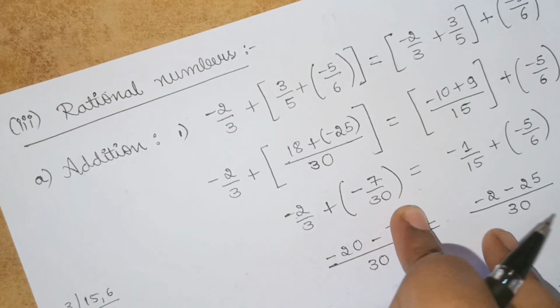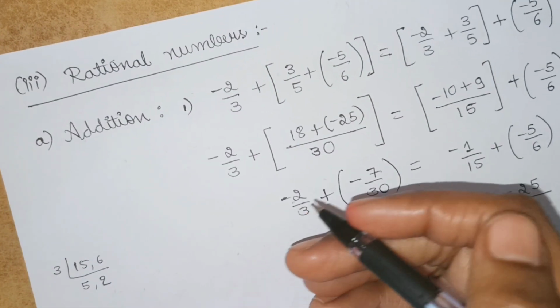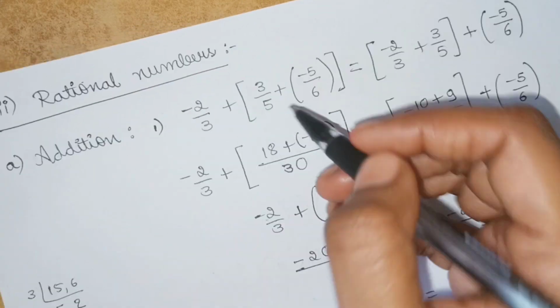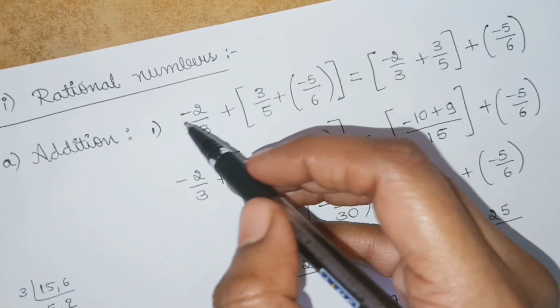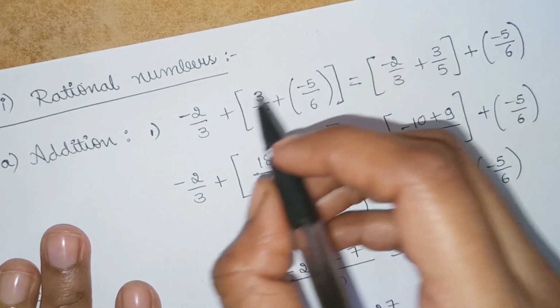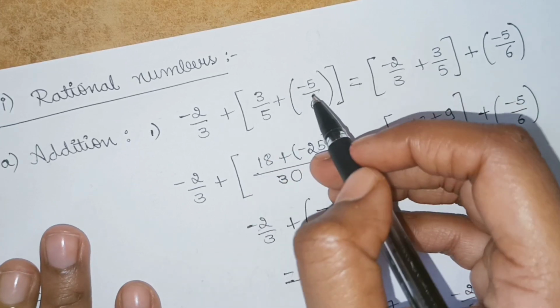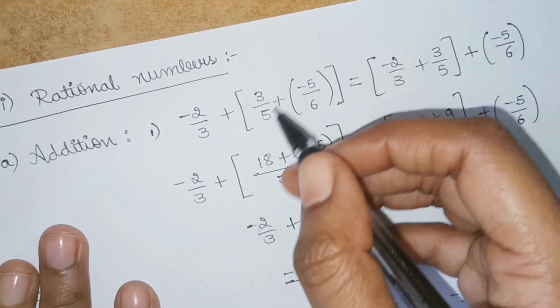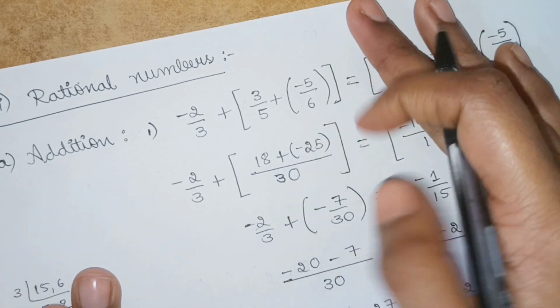In the rational numbers, let's first do addition. In the addition, I have taken the first example as minus 2 by 3, 3 by 5 and minus 5 by 6. First I have grouped minus 3 by 5 and minus 5 by 6 as a group. So let's solve the LHS first.